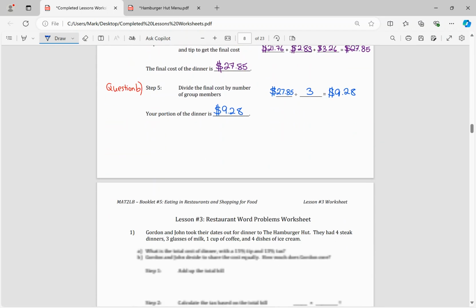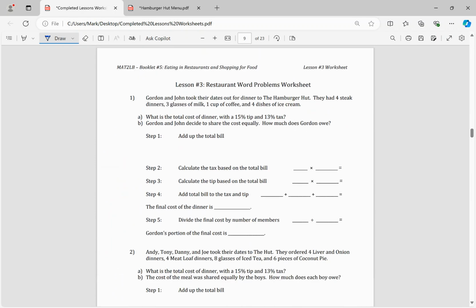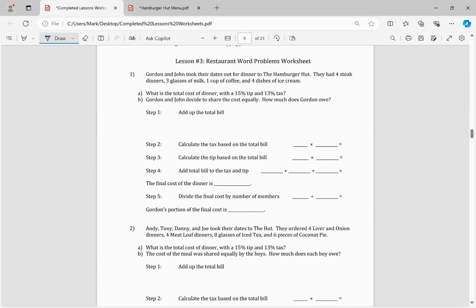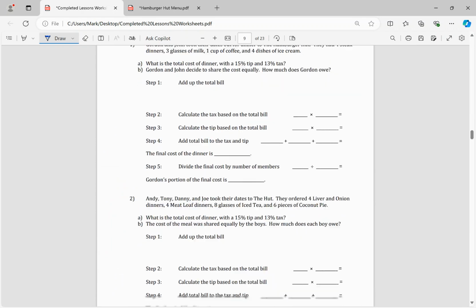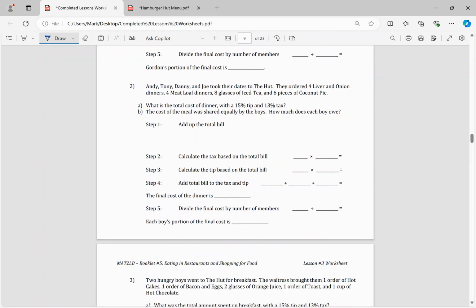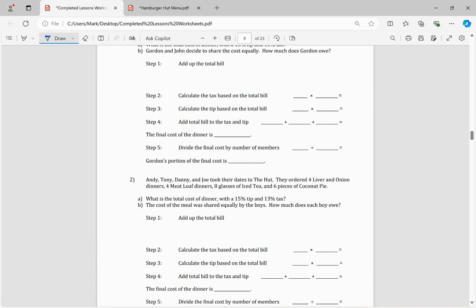As usual, if you have any questions, please let me know. Take some time to complete the worksheet for Lesson 3, also using the Hamburger Hut menu. And yeah, let me know if you have any questions.